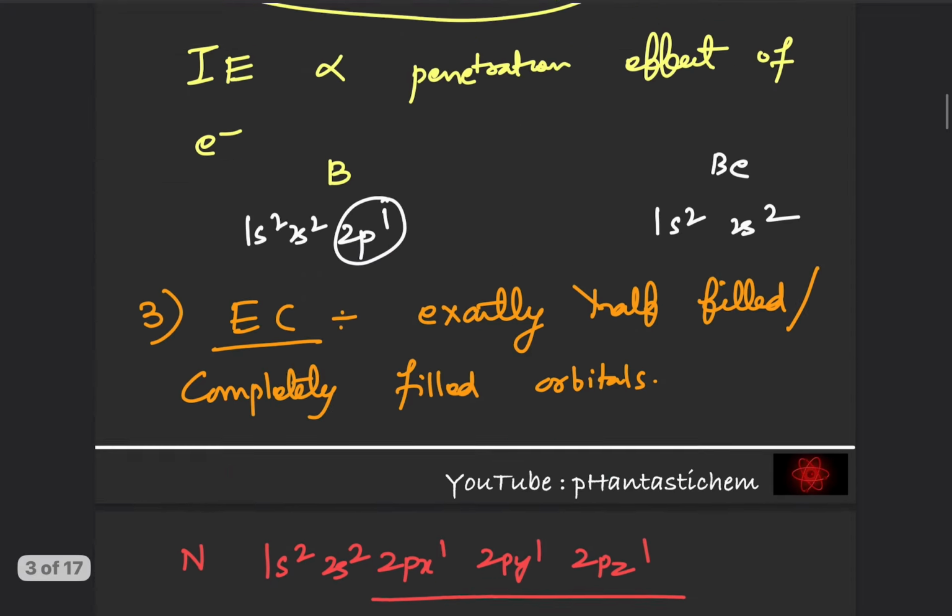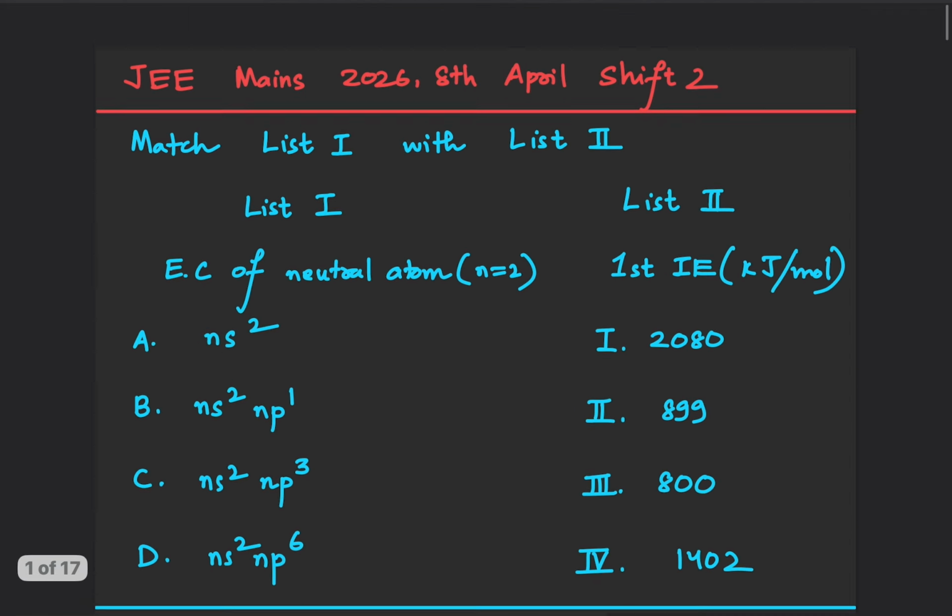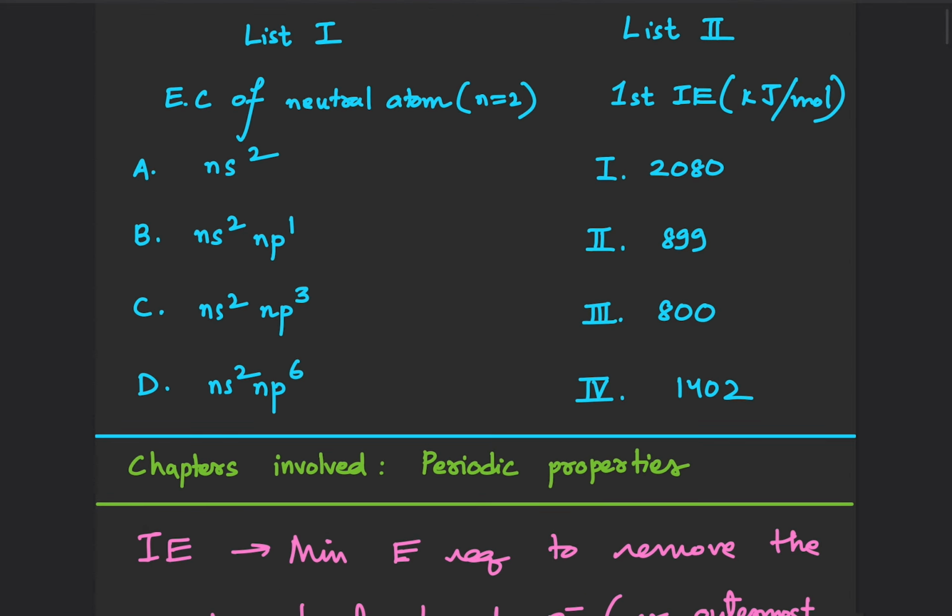Okay, so looking back at the options, A will be 2, B will be 3, C will be 4, and D will have the maximum, that is 1.